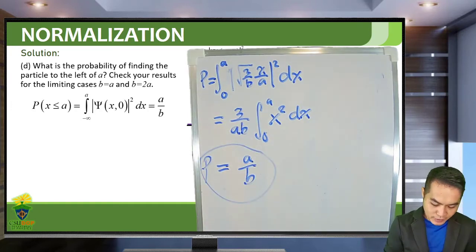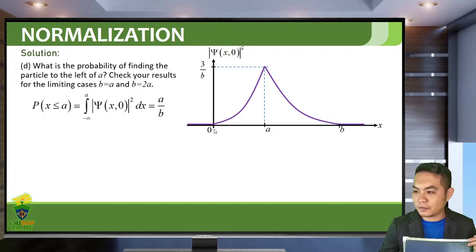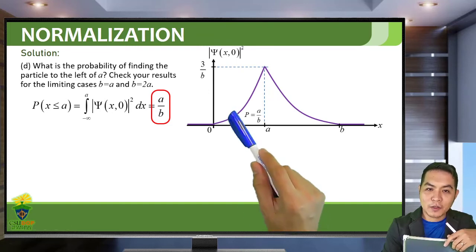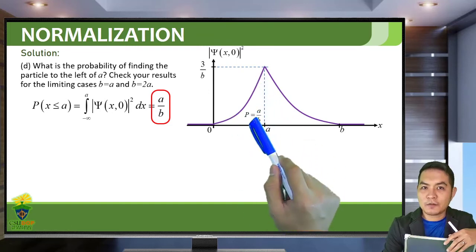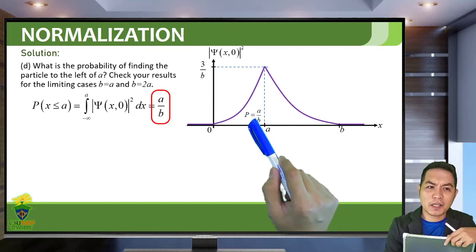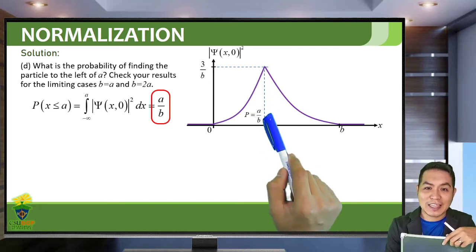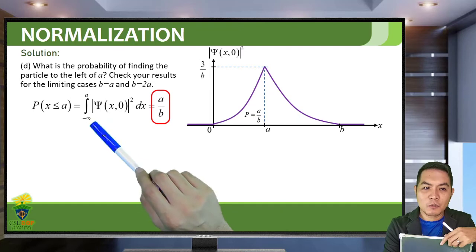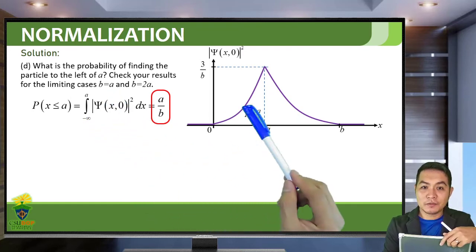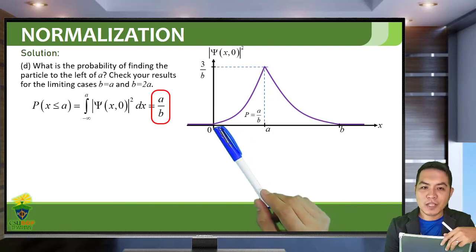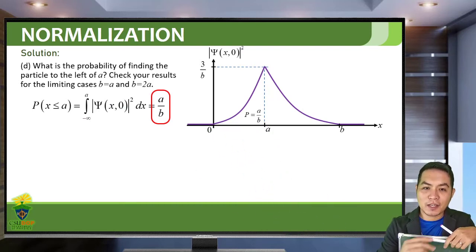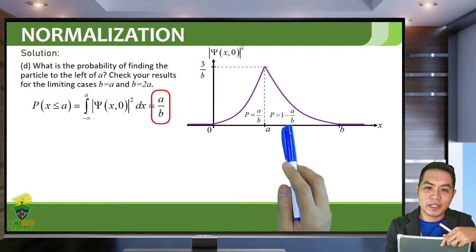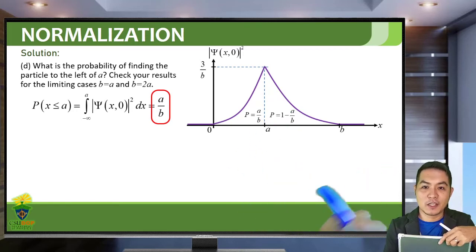So that's the probability of finding the particle to the left of a. It's a over b. So the probability, or the area under the curve here, is a over b. And of course, if you are asked to find the probability of finding the particle to the right of a, so that is this region, you can use this formula where your limits now will be from a to b. Or since you already know the probability to the left of a, you just need to subtract a over b from 1 to get the probability to the right of a as 1 minus a over b.